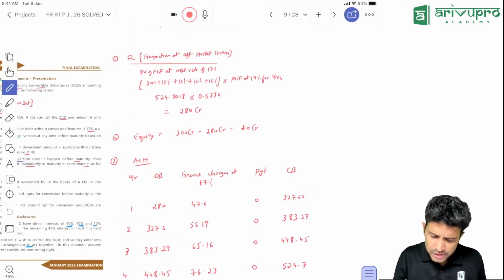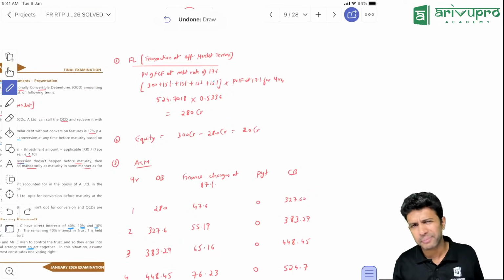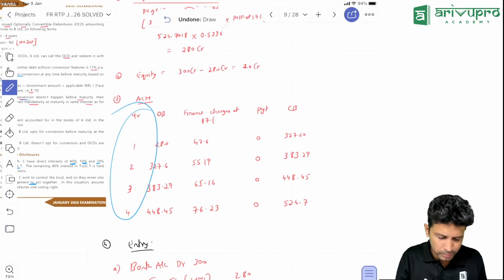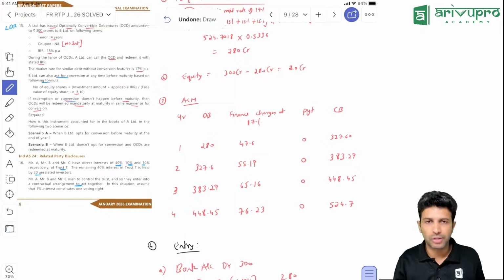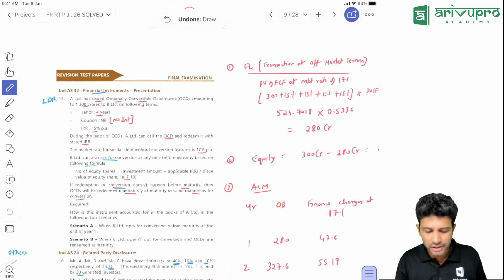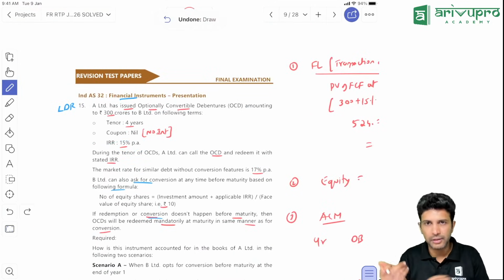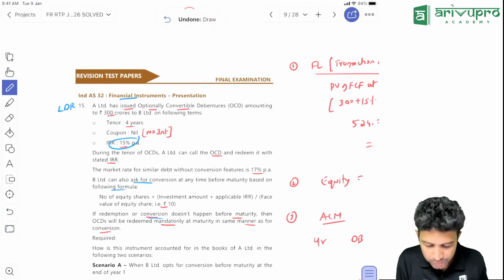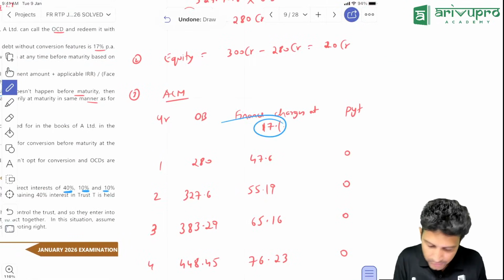Then for this financial liability, you do amortised cost accounting, right? So put up the normal 4 years. Opening balance. So finance charges. Here, don't take 15%. Usually we book finance charges at the effective interest rate. Don't take 15%.